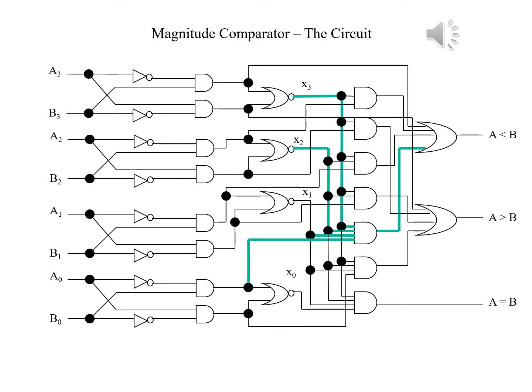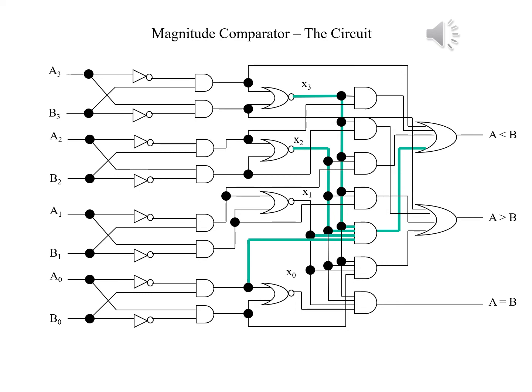Now we can see the last of the four lines going into the OR gate for A is less than B. It goes into an AND gate that you can see there in that long row of AND gates, second, third from the bottom. And you'll see it traces back to X3, X2, and X1. The other line goes to where A0 prime and B0 are ANDed together.